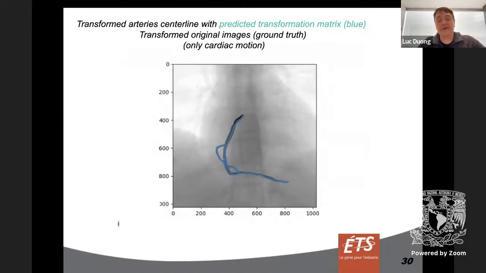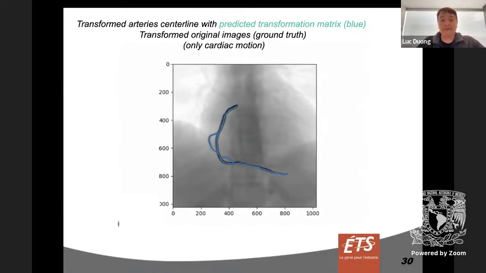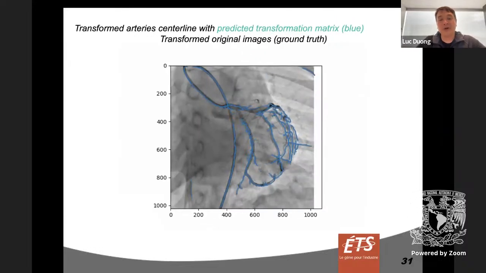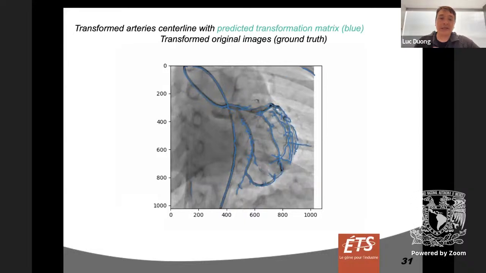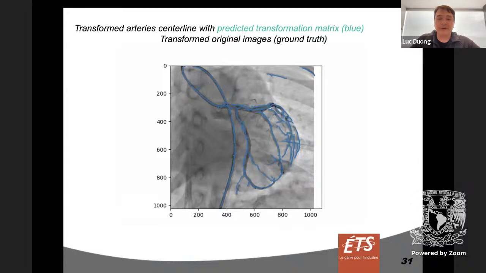This is a right coronary that we did using the XCAT phantom. The blue line is what we are predicting as the motion for the next frames, and it follows quite well. And this is a more complex image with real patient images. You can appreciate that, although it's not perfect, it captures most of the cardiorespiratory motion through time.